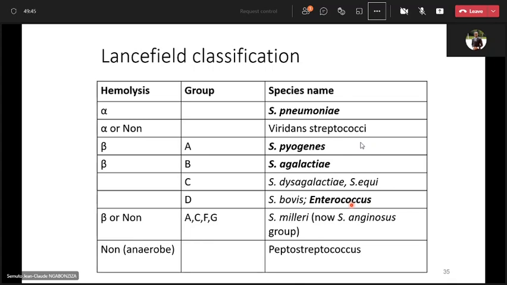So by Lancefield's classification or antigen, we have A, B, C, D. By alpha hemolysis, we have only one species, Streptococcus pneumoniae. Beta hemolysis, group A, and this is the lead pathogen, Streptococcus pyogenes. We have beta hemolysis also for group B, agalactiae, and all these highlighted in bold are the main pathogens that we see.